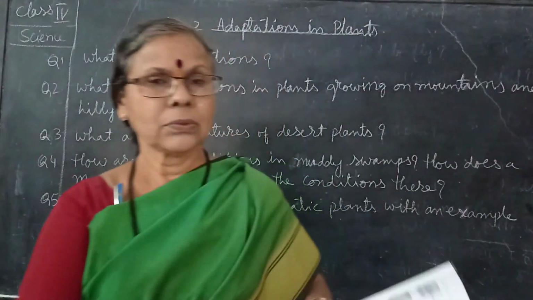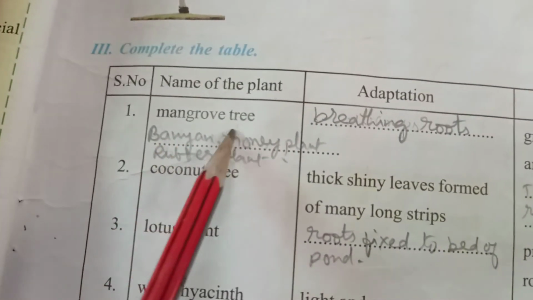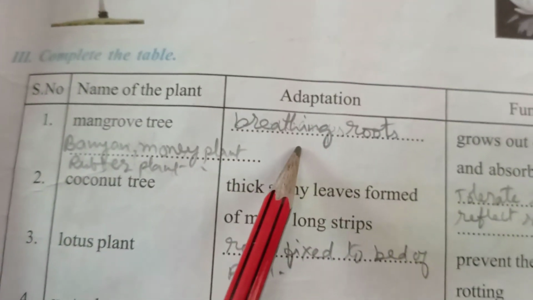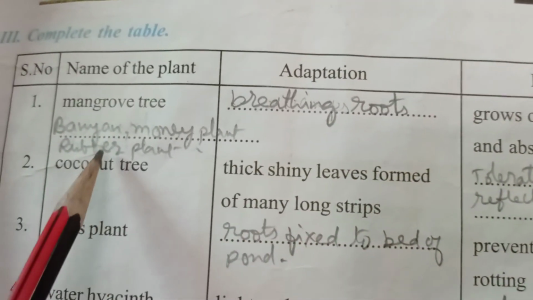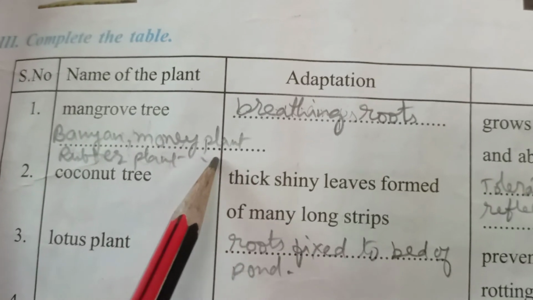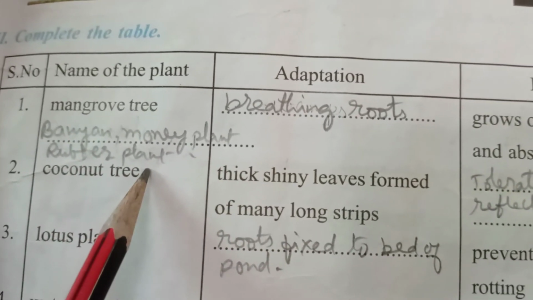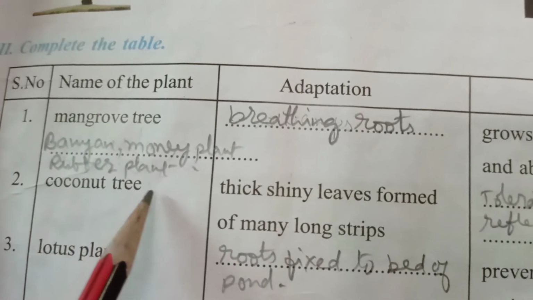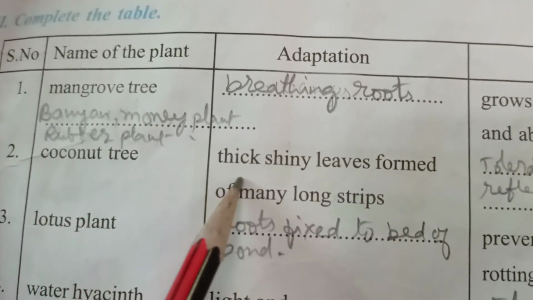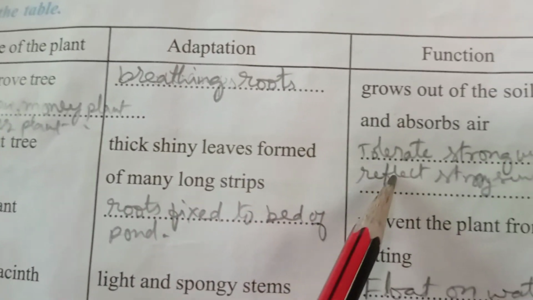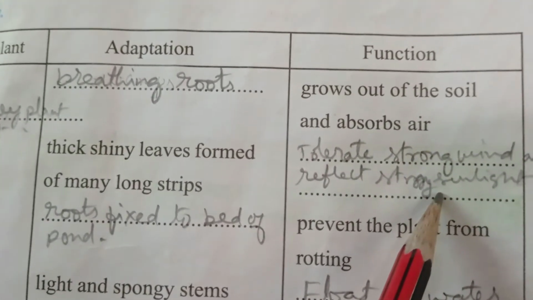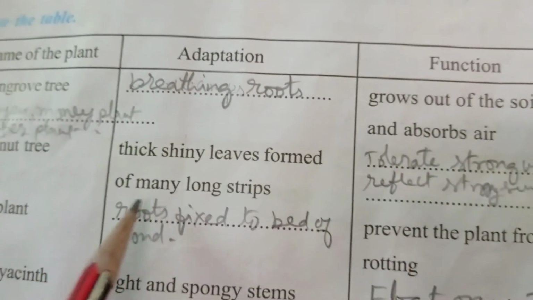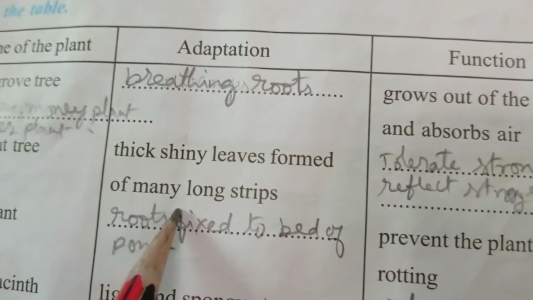Otherwise I'll show you in the table. Name of the tree, adaptation, functions. Mangrove tree, breathing roots, grows out of the soil. Second is coconut tree, thick shiny leaves, tolerate strong wind and reflect the strong sunlight. Okay, thick shiny leaves formed of many long strips.